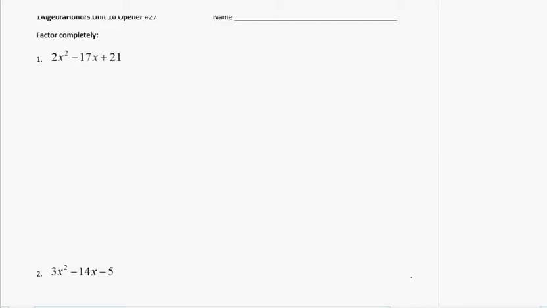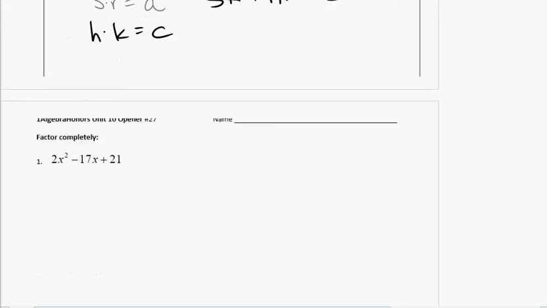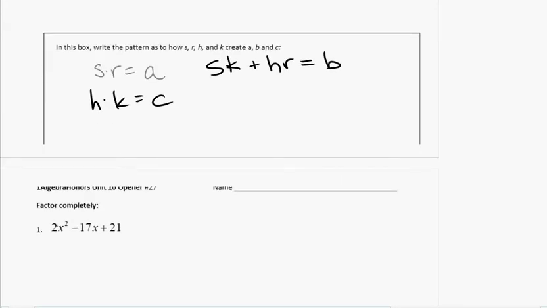Okay, so how do we take this knowledge of what we learned in the last opener, just as a review, that the first number in my factoring times the second number gives me my A, the last two give me my C, and some product sum, where you're multiplying S times K and adding it to H times R, how does that help me determine my B value?